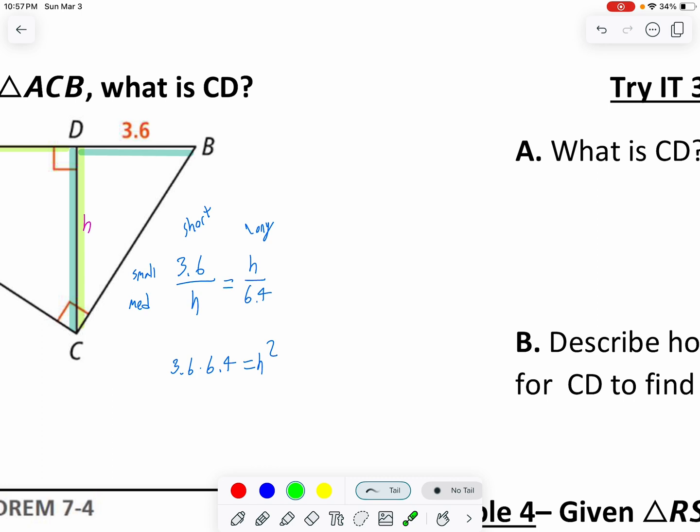So the first thing I'm going to do, before I even multiply these and find out what that answer is, I'm going to get rid of the square. So I'm going to get rid of the square by applying a square root. Those will cancel, but then I need to do it to this side as well. And I end up with this equation, the square root of 3.6 times 6.4.